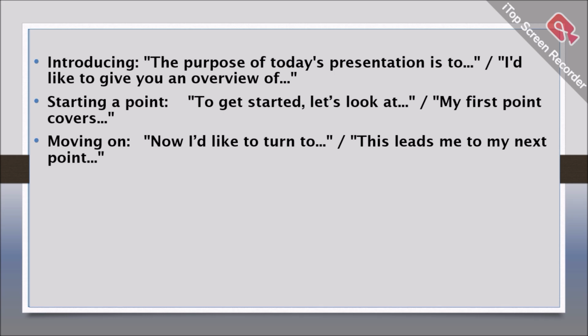You're moving on to another topic. You could say, now I'd like to turn to, or this leads me to my next point. So we use this for the flow in our presentation. You can use it repeatedly each time you change topics.